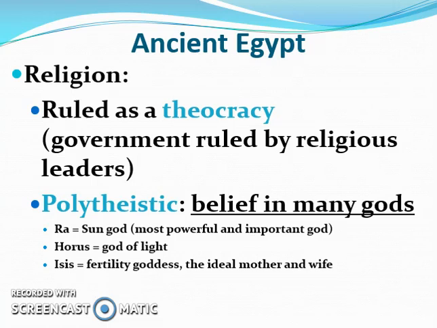Some examples of some of the gods that were believed in the ancient Egyptian polytheistic religion are listed here. Ra is the sun god, Horus the god of light, and Isis, fertility goddess. These are just some of the examples. There were more than just those.